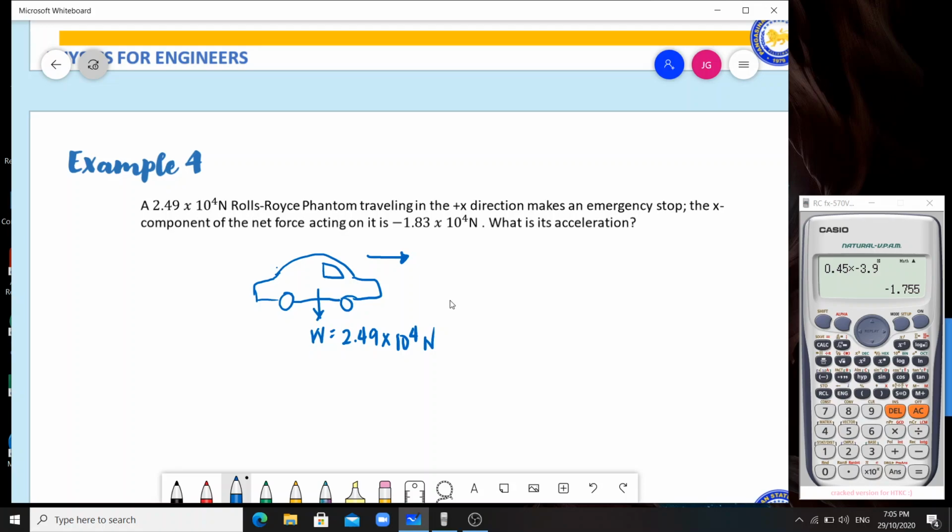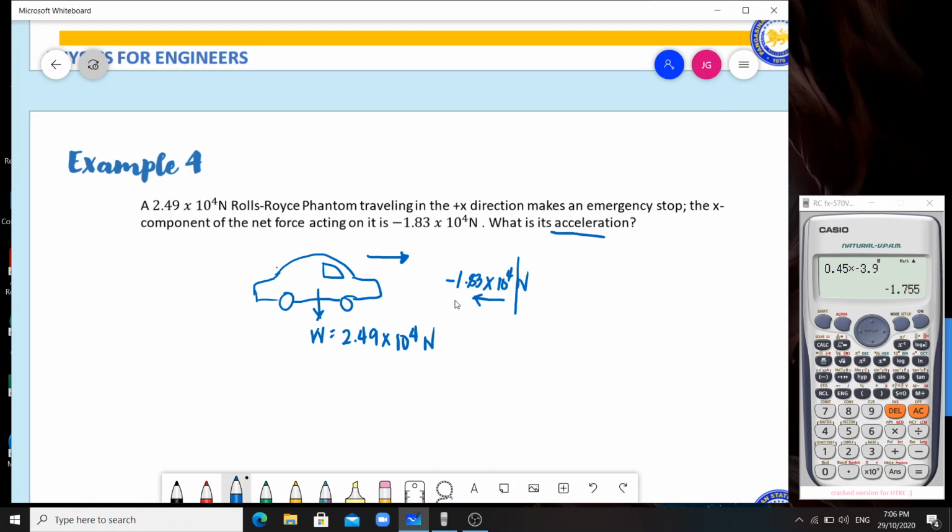However, it makes an emergency stop. So, habang nagte-travel siya, bigla siyang nag-stop. Okay. In order to stop, kasi the X component of the net force acting on it, ibig sabihin, merong pumigil sa kanya. Okay? Kaya siya nag-stop na ang force is negative 1.83 times 10 raised to 4 Newton.